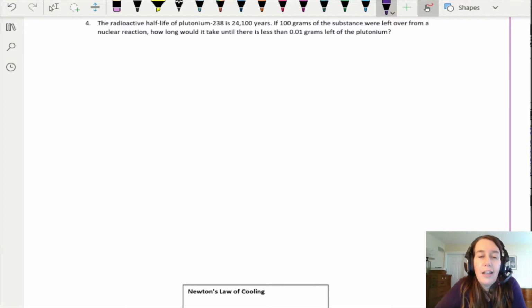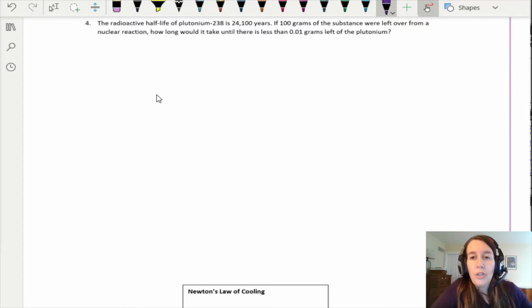Okay, let's look at another example of half-life. And this one is a nuclear application. So we are looking at plutonium. Plutonium 238. The half-life is 24,100 years. Okay, so it takes a long time to decay, which is one of the reasons that we have trouble trying to decide what to do with nuclear waste, right? Because it's going to be radioactive and dangerous to people for so long.